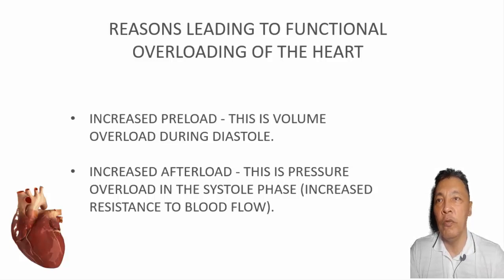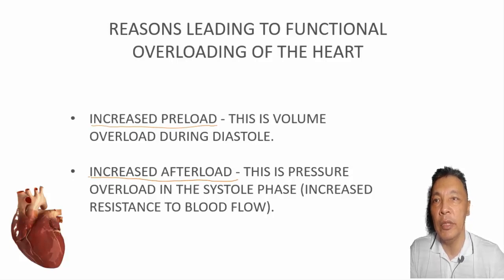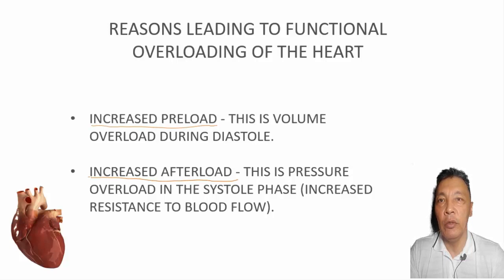Reasons leading to functional overload of the heart. Factors leading to functional overload of the heart muscle include increased preload, this is volume overload of the diastolic phase. It is seen in heart defects such as aortic valve insufficiency, mitral valve insufficiency, and hypervolemia. Increased afterload, this is pressure overload in the systole phase, increased resistance to blood flow. It is also known with heart defects such as stenosis, hypertension in the pulmonary circulation, lesion of the systemic circulation, arterial hypertension, and increase in the total peripheral vascular resistance.